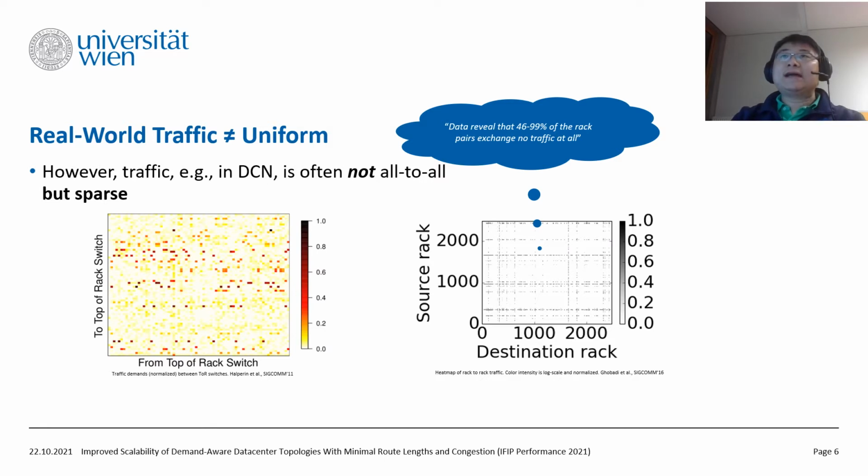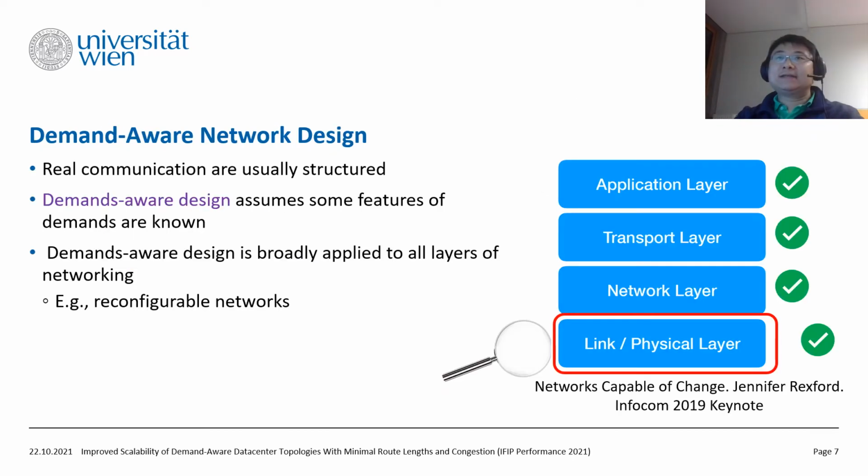However, studies have shown that the traffic inside the data centers is often not uniform all-to-all. In some examples, even up to 99% of the pairs exchange no traffic at all, invoking the need for a design paradigm shift. As real-world communication is usually structured, demand-aware design takes this structured information into account to solve the problem with more pertinence. Here, we are particularly interested in demand-aware network topology design on the physical layer.